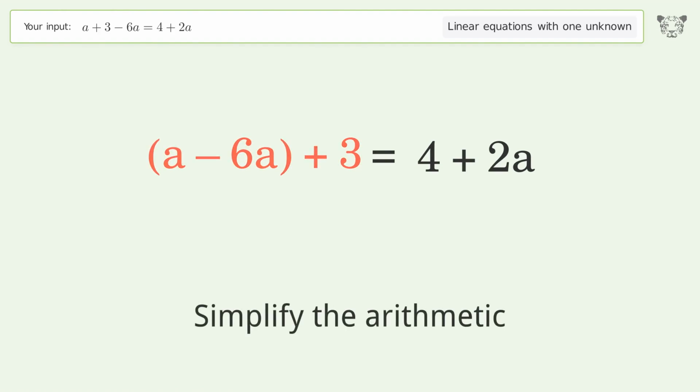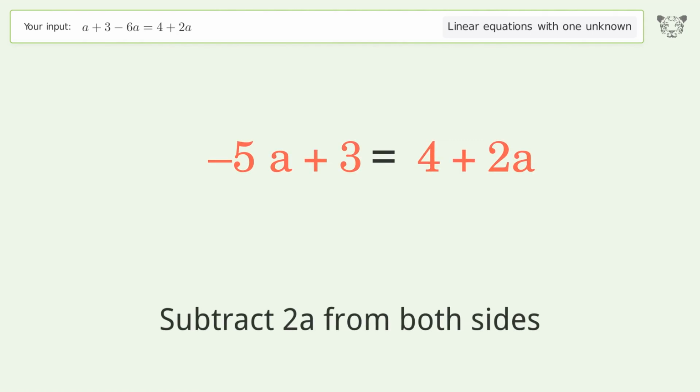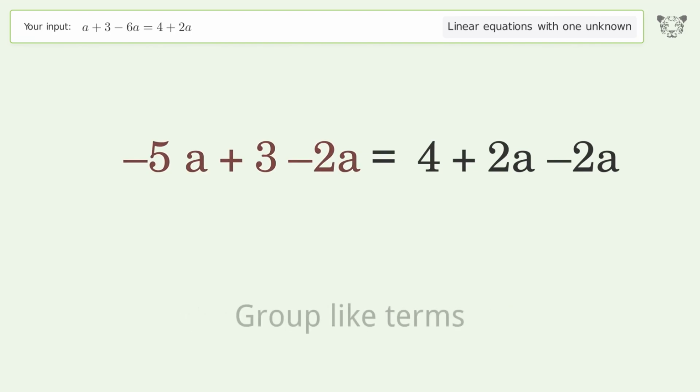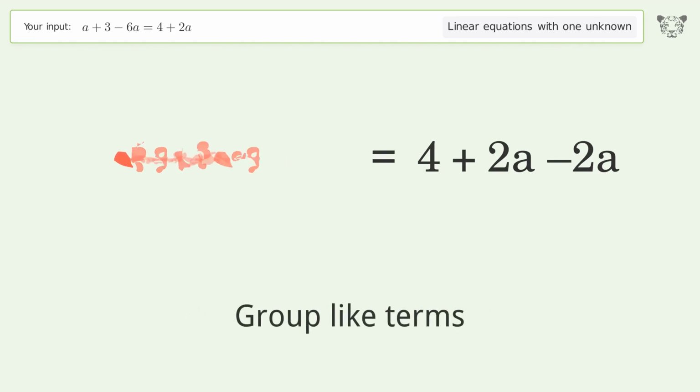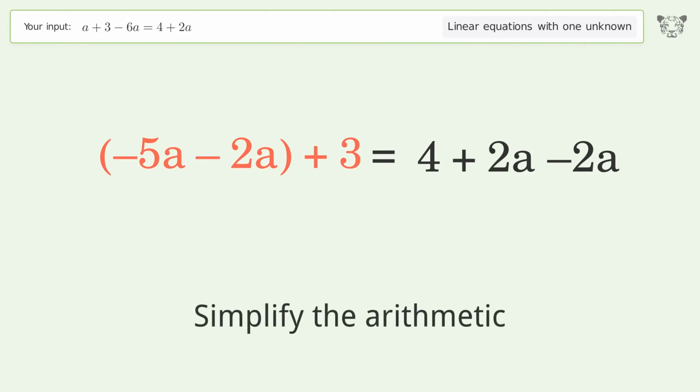Simplify the arithmetic. Group all a terms on the left side of the equation. Subtract 2a from both sides. Group like terms. Simplify the arithmetic.